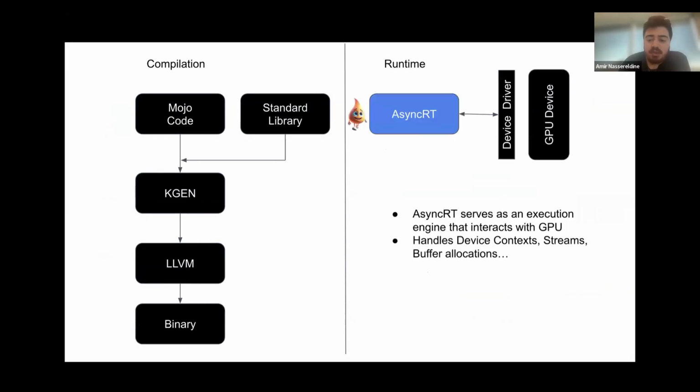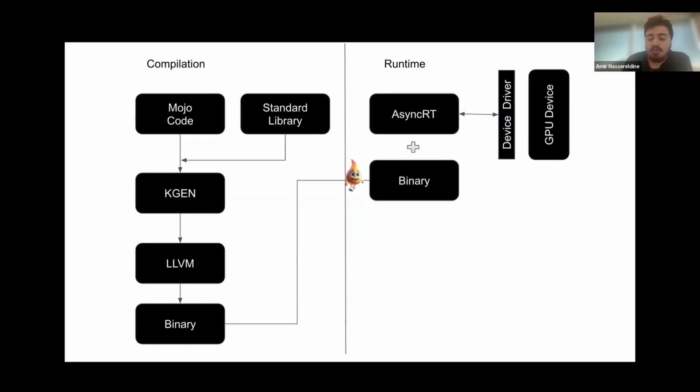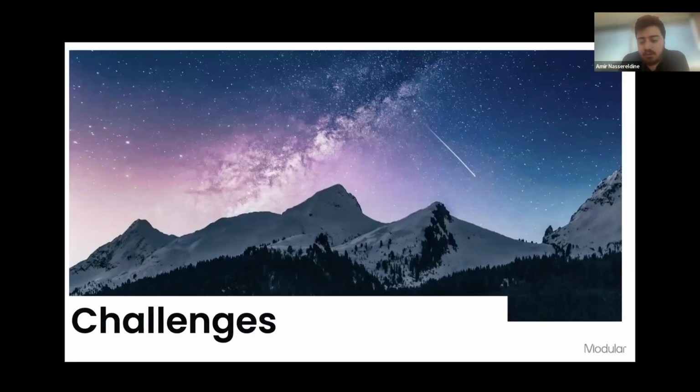And then after that, we have a runtime engine. I'll call it AsyncRT. This is the engine that handles execution and collaboration with the device driver. If we take that runtime and add the binary to it, we'll be able to run Mojo on a GPU.